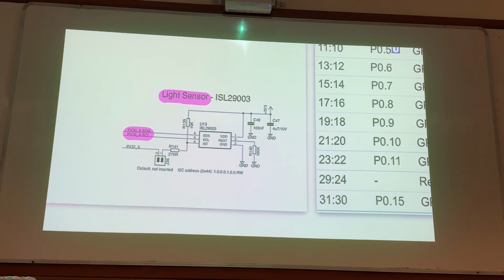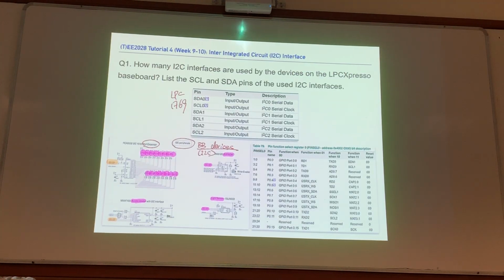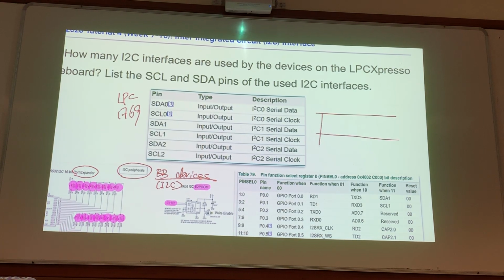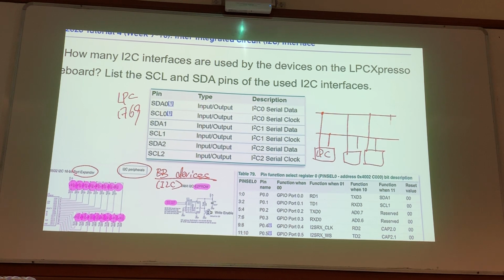So what does it tell you? When you plug your small board onto the big board, you have your LPC connected here, and you have 4 other devices connected to the same channels. They are using the same baseboard pins, so they are using the same LPC pins as well. They are sharing the same channels. So you have the light sensor, the accelerometer, the EEPROM, and the LED array.